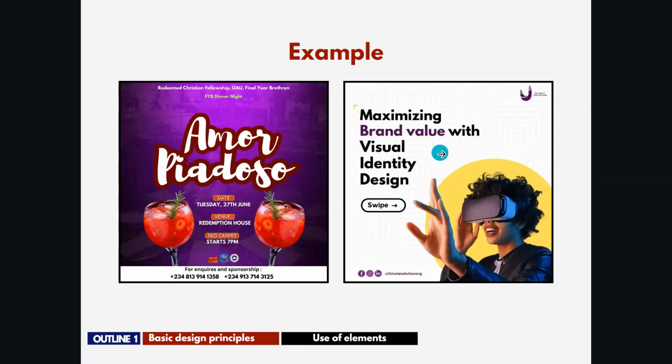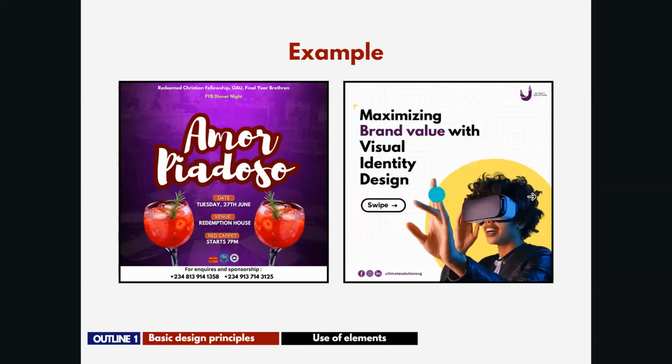Yeah. Look at this second example over here. You can see the theme of this design is maximizing brand value with visual identity design. You can see that the stock image used here is a lady using a VR glass, I think that's what it's called, VR goggles. So it's actually portraying the message, what the theme of the design is trying to pass across, visual identity design.